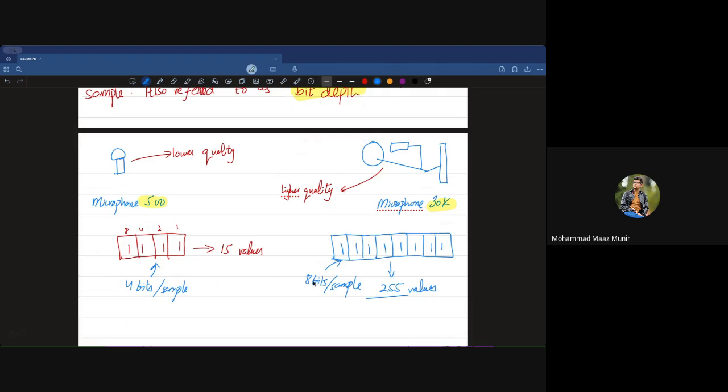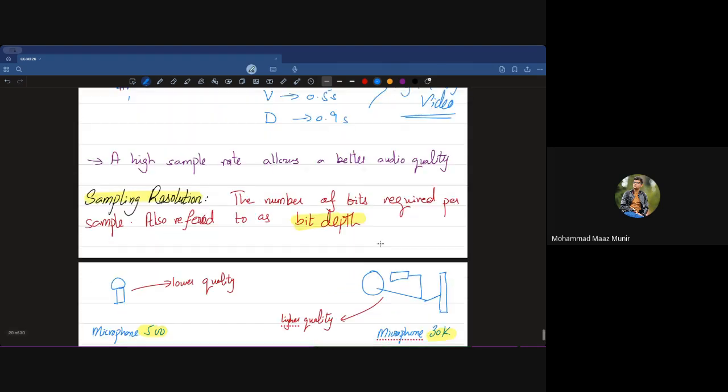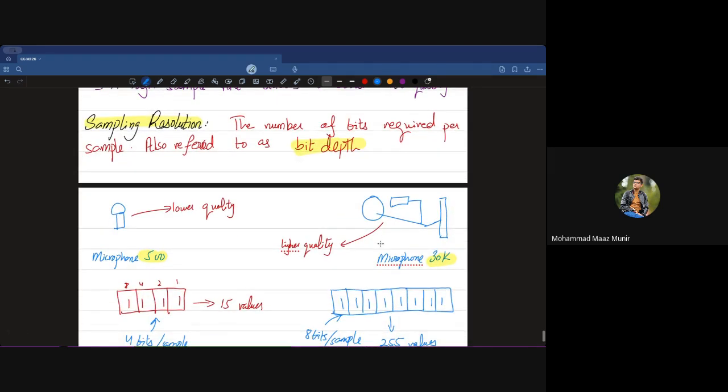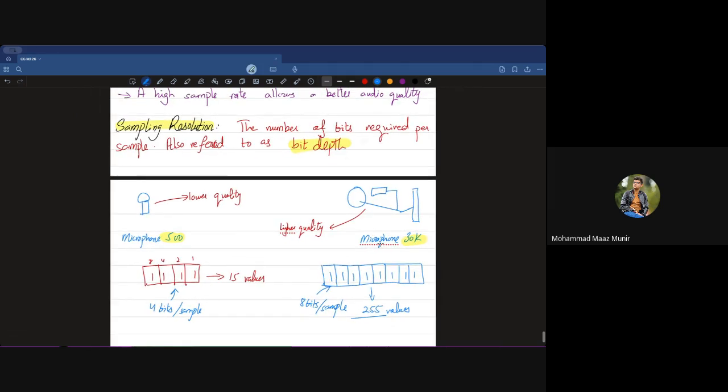So the more you increase your sampling resolution, the better your quality would be. Why? Because the greater number of values you can store in a specific sample. So this is also something you all should be aware of.